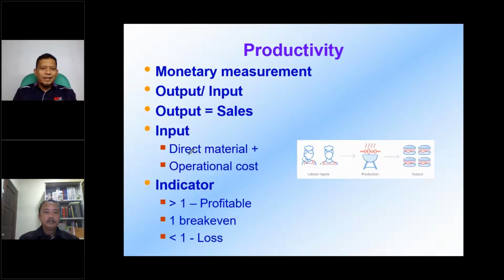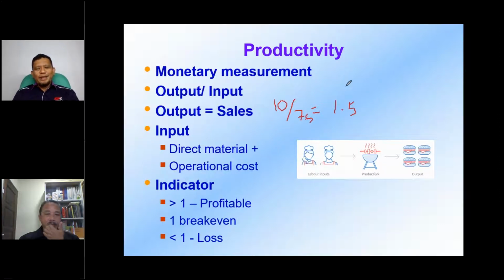Let's say it's more than one. Let's say the sales is 10 million, and then your input cost, everything, is only maybe 7 million. So you get a result that is more than one. Maybe if I put 7.5, it's much easier. This one will be 1.5.